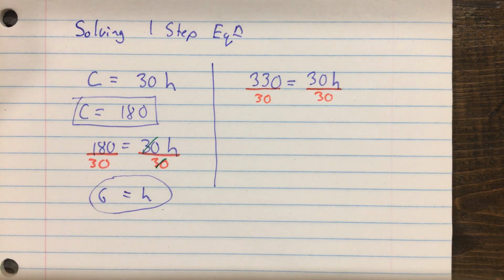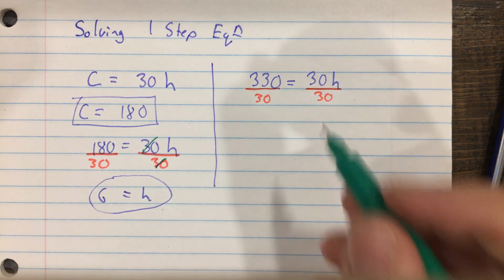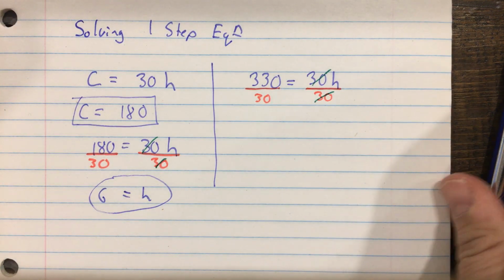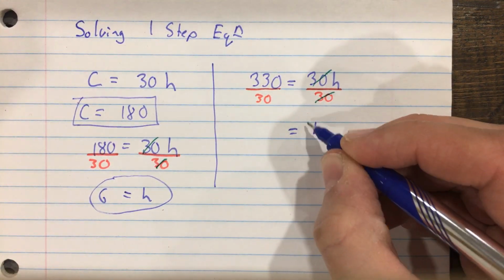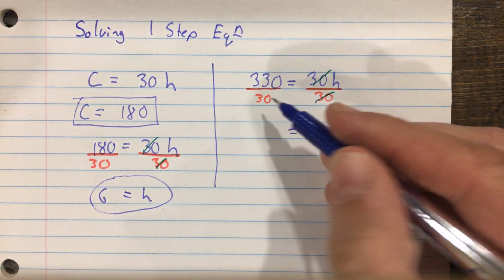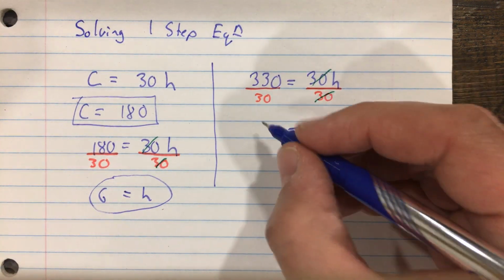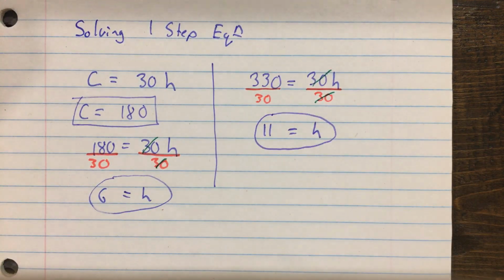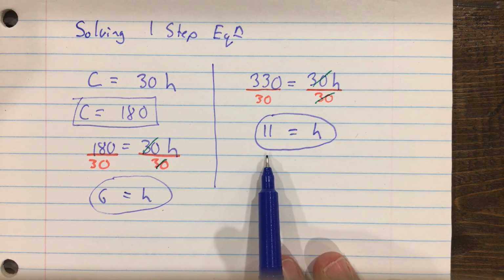So in order to divide by 30, again, 30 divided by 30, this is why we do it, because it gets rid of that 30 there. And we're left with just one h, or just h, and 330 divided by 30 would just be 11. Therefore, if you had a bill of $330, you used the canoe for 11 hours.